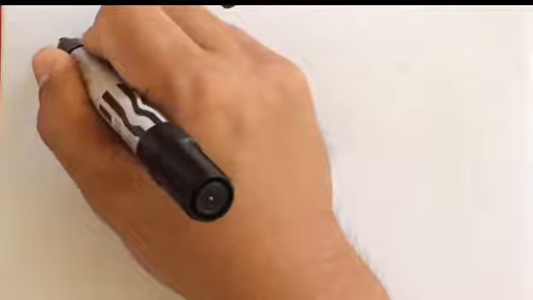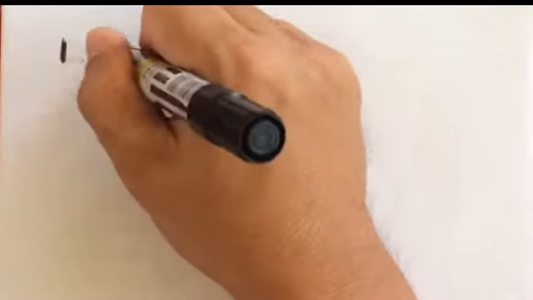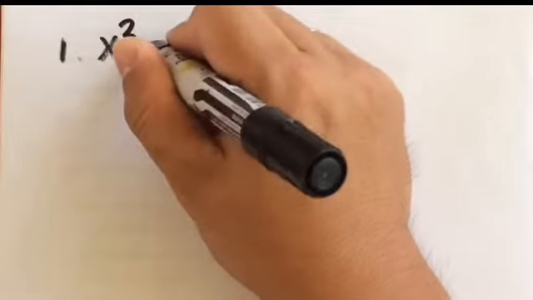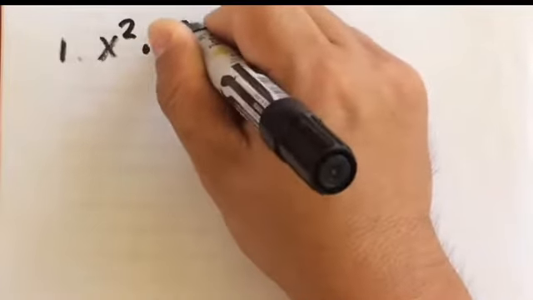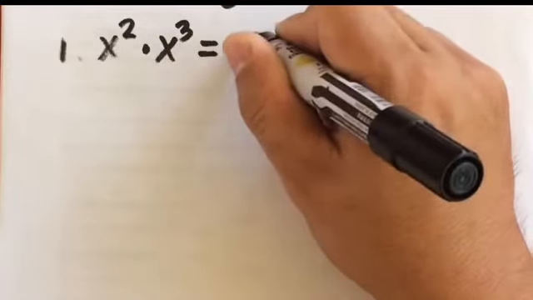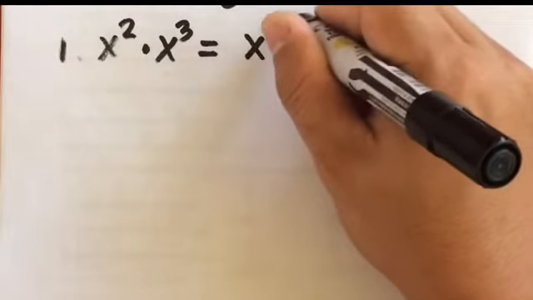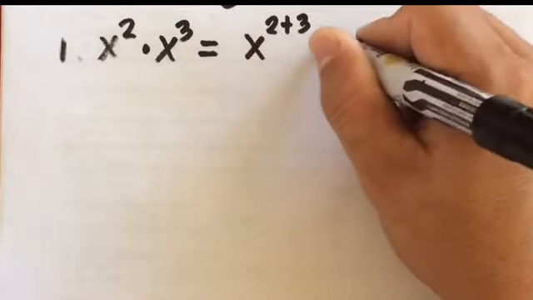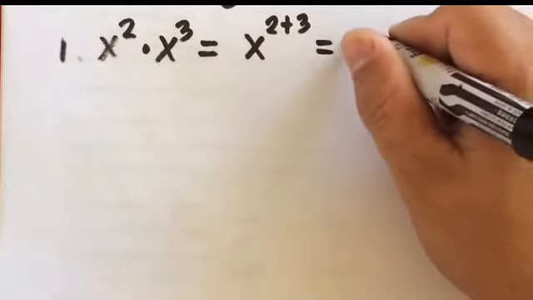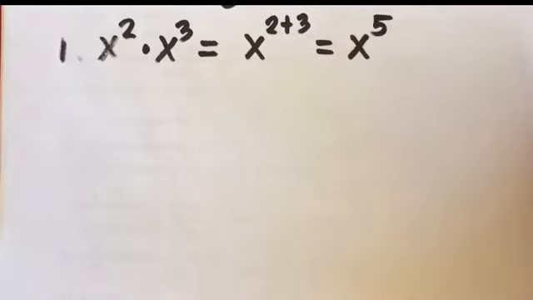For example, if we're going to have x squared times x cubed. So the result here will be, you're going to copy the base x, then add the exponents 2 plus 3. So 2 plus 3 is 5. So you're going to have x to the power of 5.